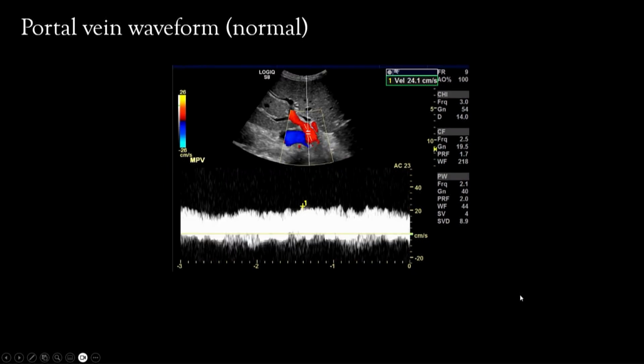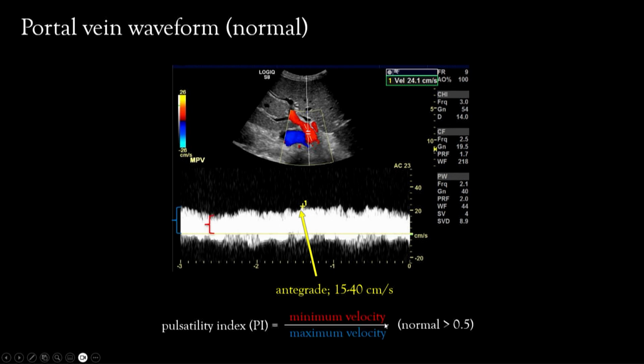All right, portal vein waveform I think is a bit more complicated, but what we should normally see is antegrade flow within the portal vein, and the velocity should be between 15 and 40 centimeters per second. And there's this concept of a pulsatility index, which I think is kind of confusing. It's calculated as the minimum velocity divided by the maximum velocity. It essentially results in this inverse index in which pulsatility index closer to 1, higher numbers, actually indicates less pulsatility than a low pulsatility index.